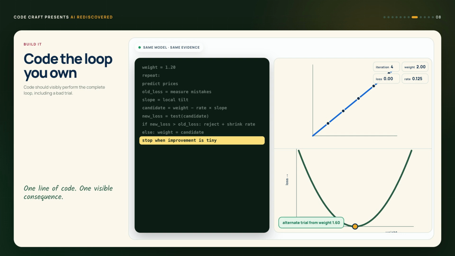But what if a proposed step makes loss larger? Basic gradient descent does not automatically undo it. We can add a safety check. Try the step, compare the new loss, reject it if it is worse. Reduce the learning rate, and retry. After you see that recovery, we can name the safeguard backtracking line search.